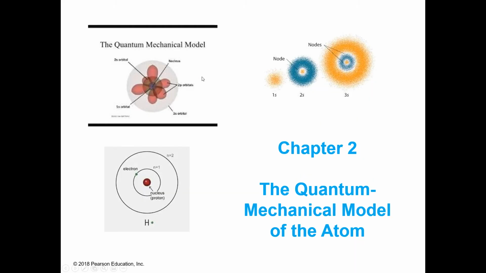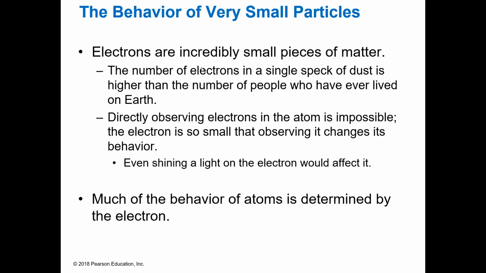Okay, we're going into chapter two. Chapter two is a little bit vague. We're going to skip around a little bit in it. But chapter two is all about how the atom works and behaves, and we're going to look at what's called the quantum model of it. But before we do that, let's talk a little bit about electrons.